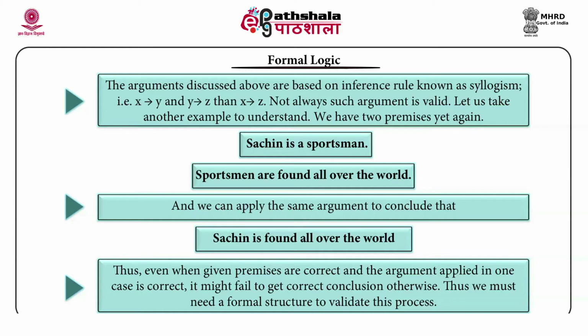For example, one very interesting example is Sachin is a sports person. Sports persons are found all over the world. That means Sachin is found all over the world. Now, that is not correct. So, not always is this the case. You may be surprised why the third one is wrong. Okay, let me tell you why it is wrong.